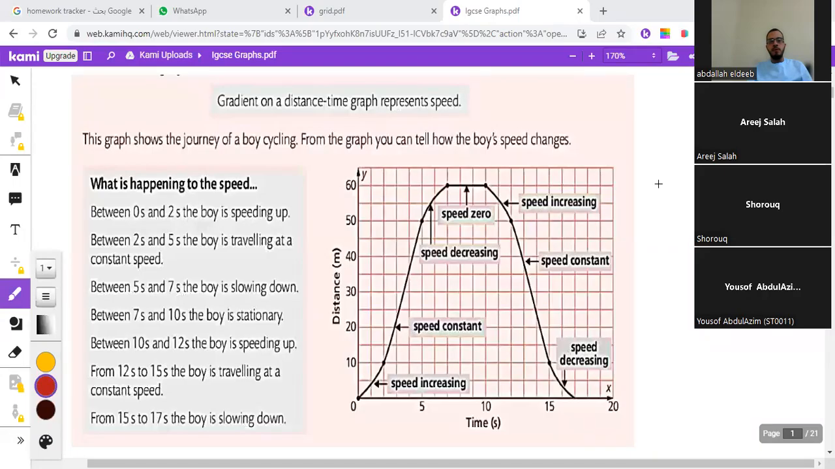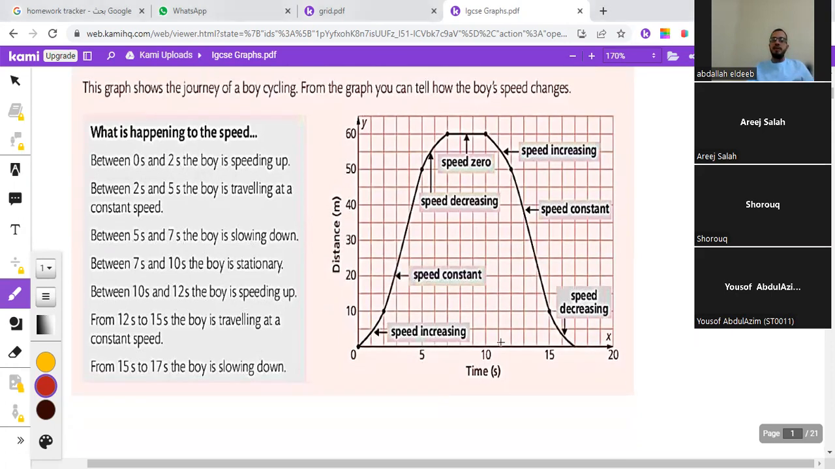Here, the gradient on a distance-time graph represents speed. It means if you want to find the speed on a distance-time graph, you find the gradient. And as I said before, on the x-axis we represent the time, and on the y-axis, the vertical axis, we represent the distance. Okay?